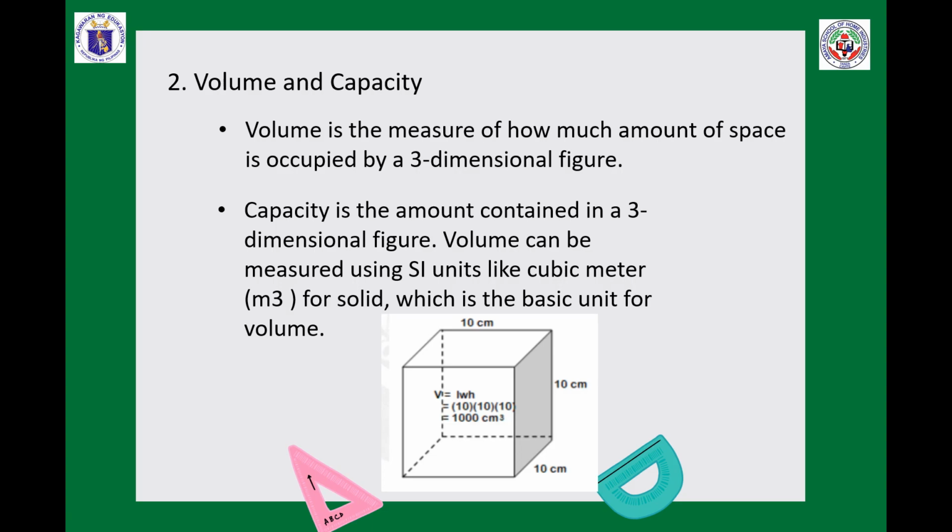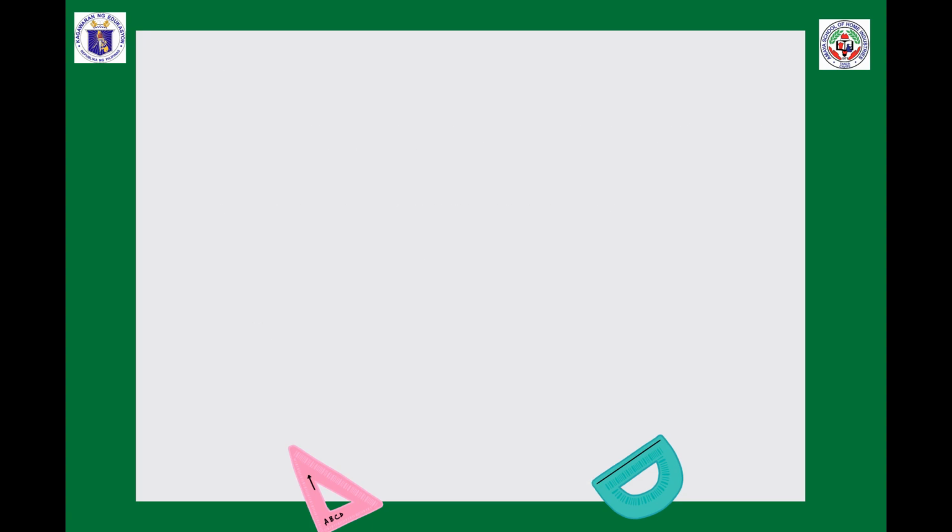This is a cube. A cube has equal measure of all the dimensions. So we have here the formula for volume for a cube: length times width times height. That is, if our given is 10, 10 times 10 times 10. The volume of a cube is 1,000 cubic centimeters based on our given.